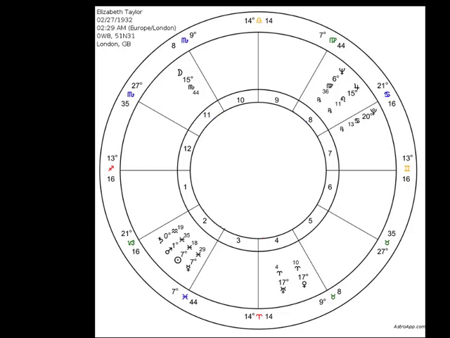Here is the chart of Elizabeth Taylor. Elizabeth Taylor had 4 children, which would be the 5th house. There's nothing in there. She was married 8 times, and I'm sure there must have been a lot of romancing going on before the weddings. Romance, love affairs, that's the 5th house, nothing in there.